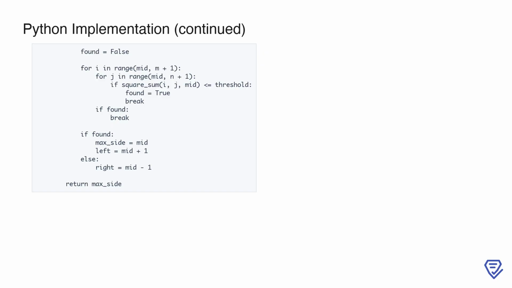If a square of this size is found, we update max_side to mid and adjust the binary search range to explore larger sizes by setting left to mid + 1. Otherwise, if no valid square is found, we reduce the search range by setting right to mid - 1. The loop continues until the binary search completes, and at the end, we return max_side as the maximum side length of a square that meets the threshold condition.